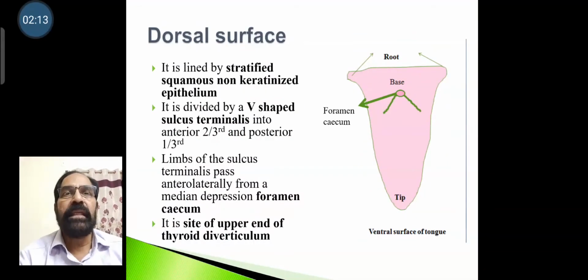Dorsal surface. In the picture you can see dorsal surface is shown. It is lined by stratified squamous non-keratinized epithelium. It is divided by a V-shaped sulcus terminalis into anterior 2/3 and posterior 1/3. The limbs of the sulcus terminalis pass anterolaterally as shown in the picture from a depression, that is medial depression, called as foramen cecum. Foramen cecum is the site of upper end of thyroid diverticulum.